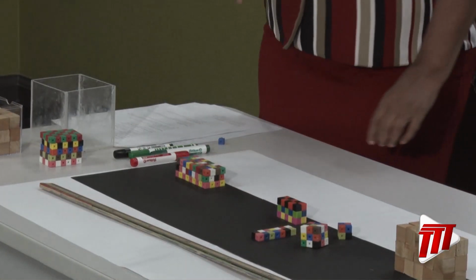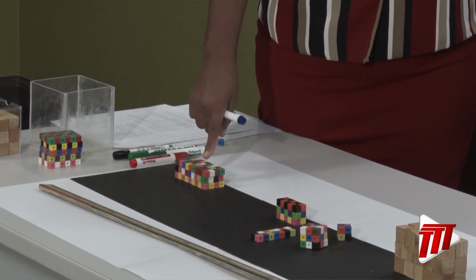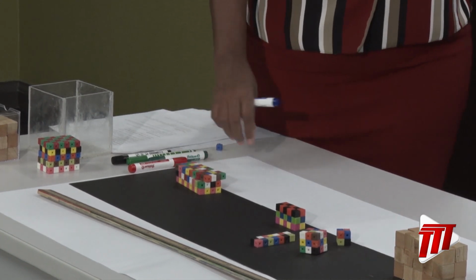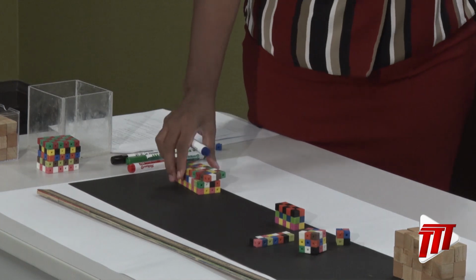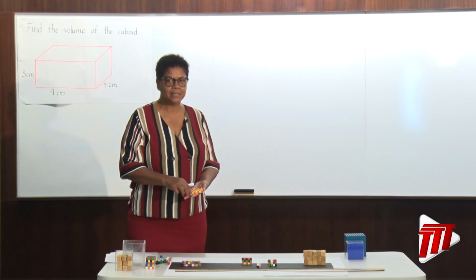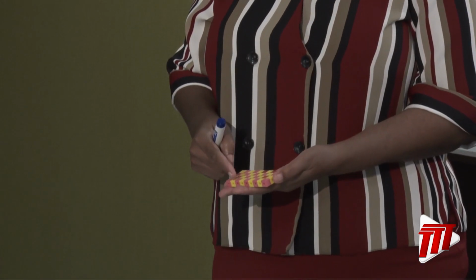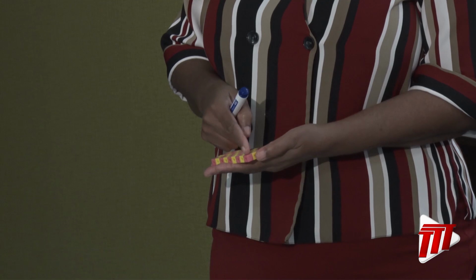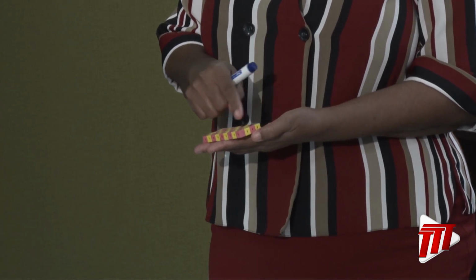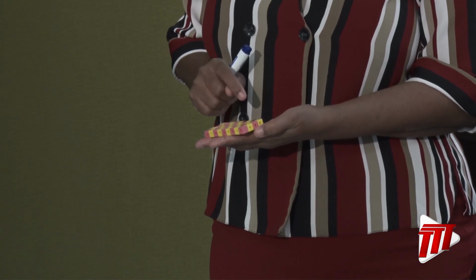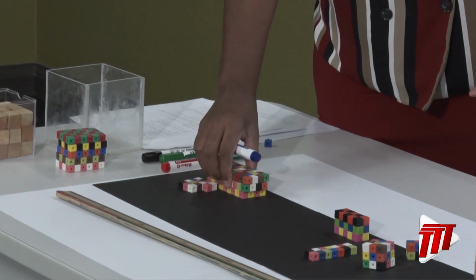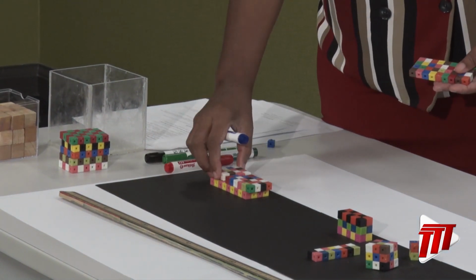Here we have a cuboid made up of cubes to represent 9 centimeters. I'm showing you the base of that cuboid. 1, 2, 3, 4, 5, 6, 7, 8, 9 centimeters by 4 centimeters in width or breadth. 1, 2, 3, 4. And we have 3 layers to represent the height.